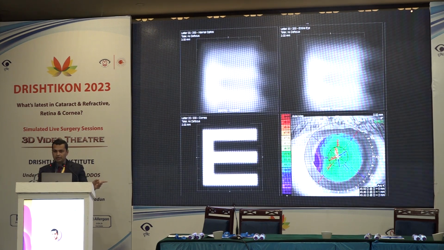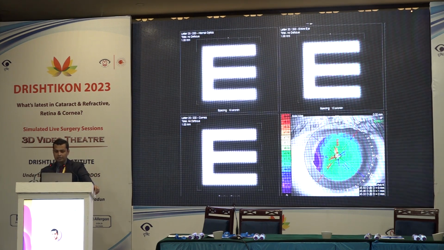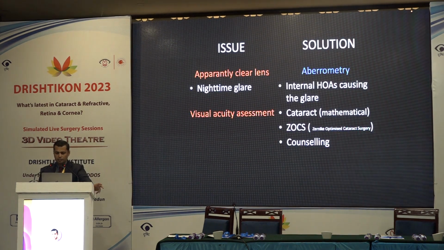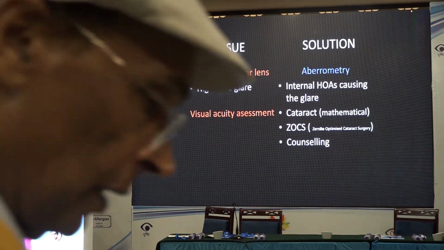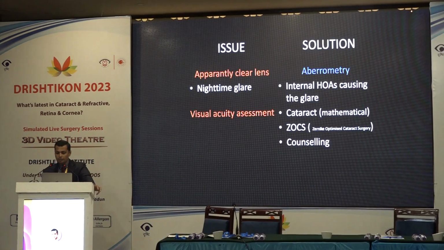But the problem lies here at the end of the evening, at the end of the day when she can't drive. So the issue is an apparently clear lens, and that's a clinical judgment. But the solution is to find out using machines if you can actually pick up spherical aberrations, which are sometimes very difficult to pick up. The answer to this patient is a cataract surgery.